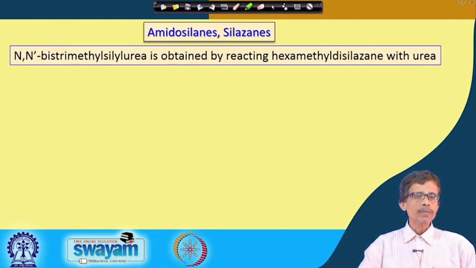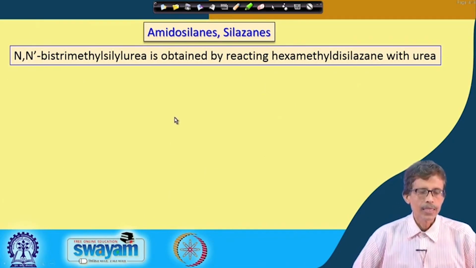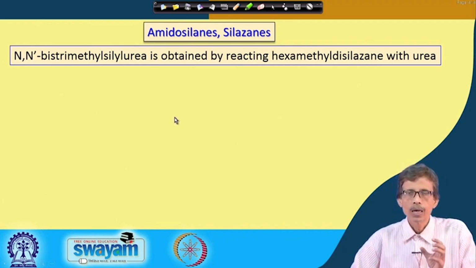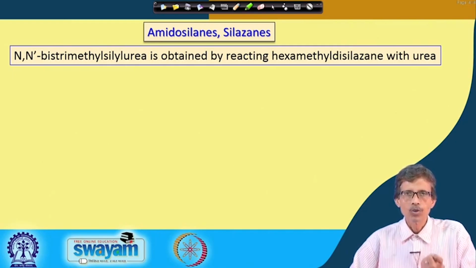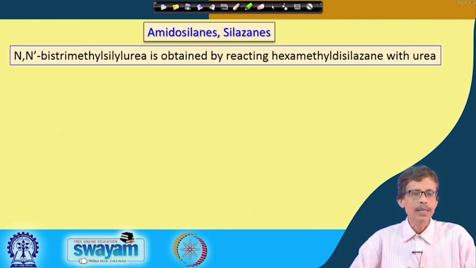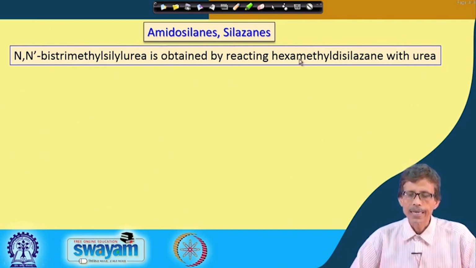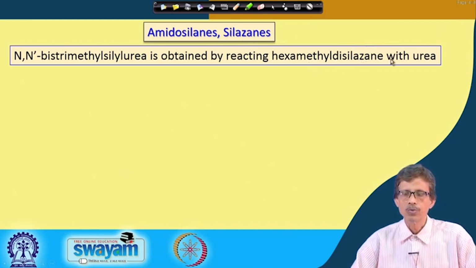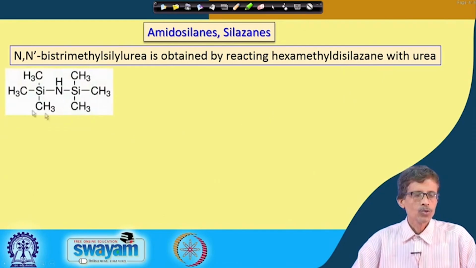So N,N-bis(trimethylsilyl)urea. We know urea, and urea is basically a carbon based compound. So you have the CO function attached to 2 NH2 functions, which is your urea. Now you can have the trimethylsilyl urea, that means your corresponding groups will be substituted by the silicon groups. It is obtained by reacting hexamethyldisilazane. So that means silazanes are used with urea. So this is your hexamethyldisilazane.